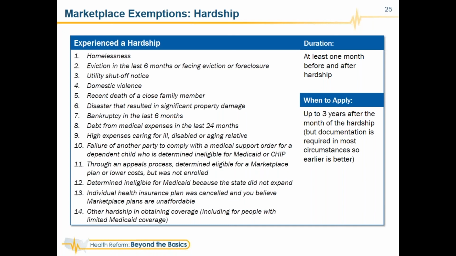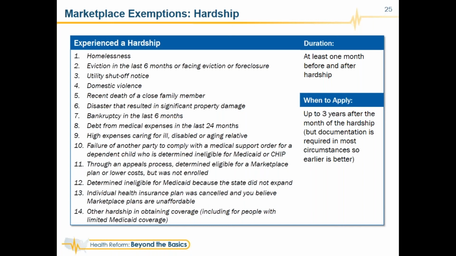I would expect that many people this year will be able to claim the hardship exemption on number 6, disaster that resulted in significant property damage. And obviously, as we discussed before, number 12, that someone was determined ineligible for Medicaid because the state did not expand coverage. And someone can apply for these exemptions for up to 3 years after the month of hardship. So there's not a lot of time sensitivity on these examples.